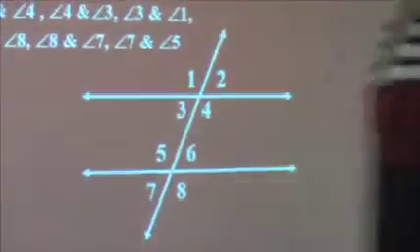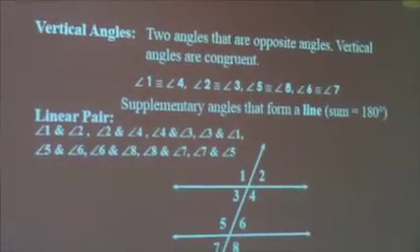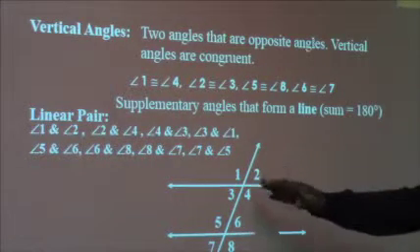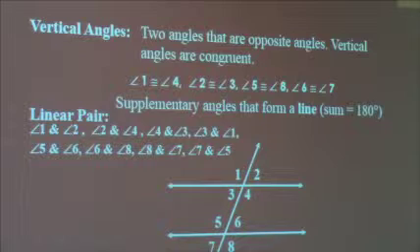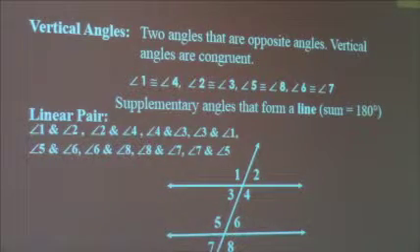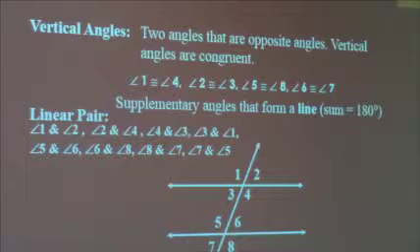Okay, so we see here we have several kinds of angles. We see that angle 1 and angle 4 will be equal because they are vertical angles. Angle 2 and 3 will be equal because they are vertical angles. Angle 1 and 2 will be supplementary because they form a linear pair. 3 and 4, all this listing of supplementary angles and vertical angles you can see.